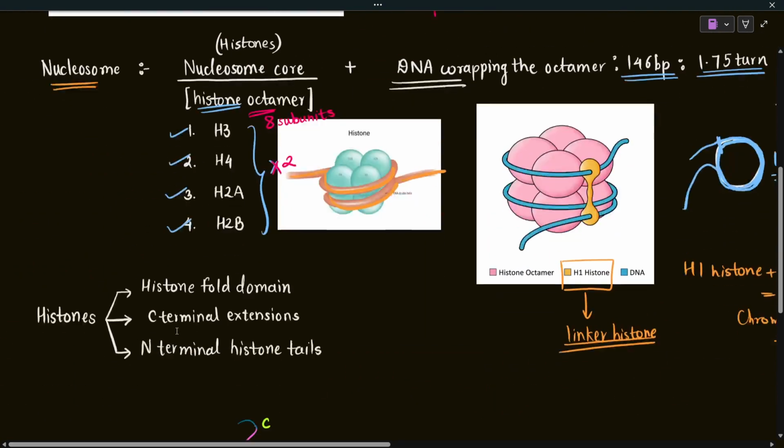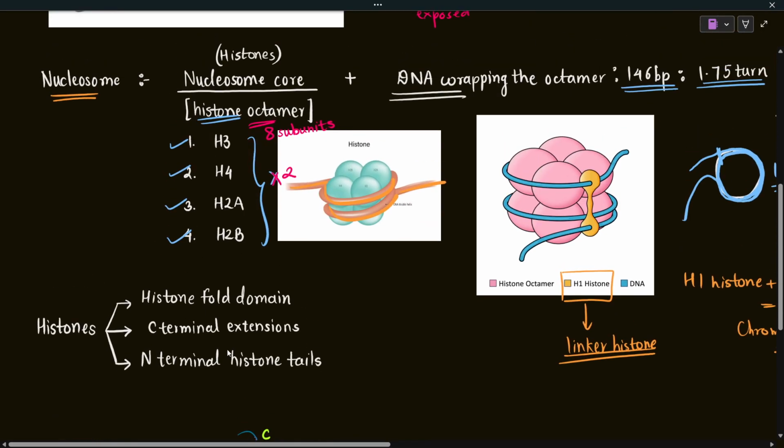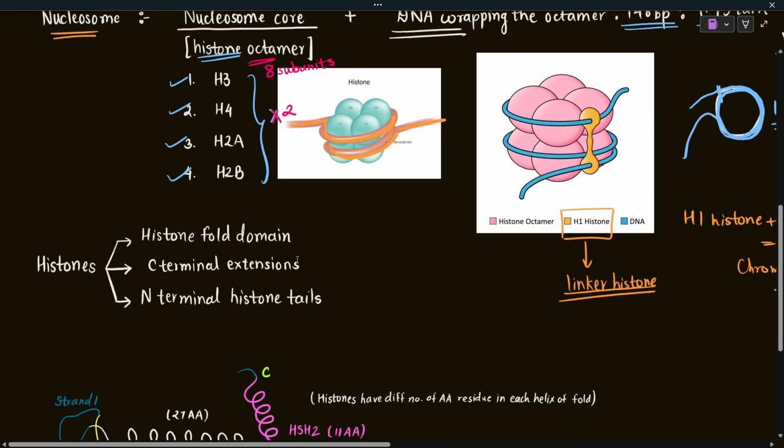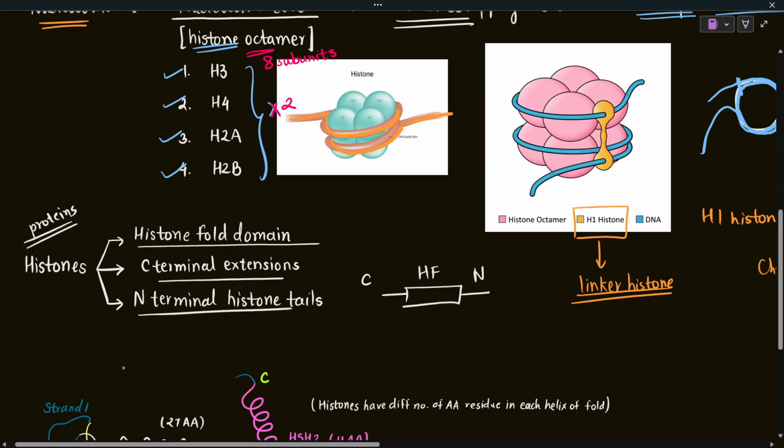Okay, so now let's take a look at histones. What are histones made up of? So histones are proteins, and proteins have different domains. They are made up of a central domain, which is known as the histone fold domain, a C-terminal domain, the C-terminal extension, and an N-terminal domain, which is known as N-terminal histone tails.